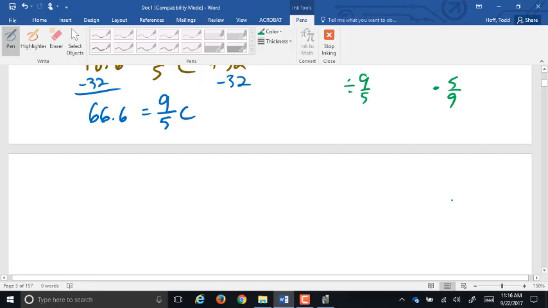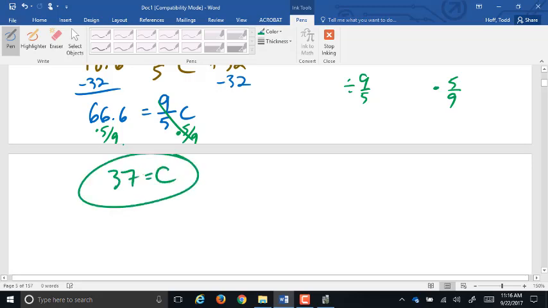So yes, we can either divide by 9/5 or multiply by 5/9, either one. So you get the same result. 66.6 times 5/9 is 37. It comes out to be. So human body temperature is 37 degrees Celsius.